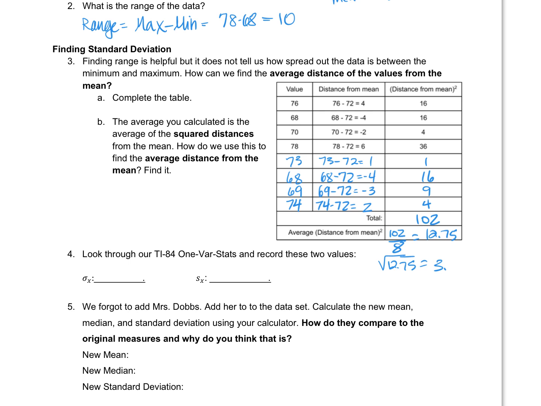What did I get? 3.57. All right. Now, the formula for standard deviation, don't let it scare you. It looks like this. No, you do not have to memorize this. Do not panic. It's the square root. Didn't we just take the square root? Yes. All right, so the top looks like this.